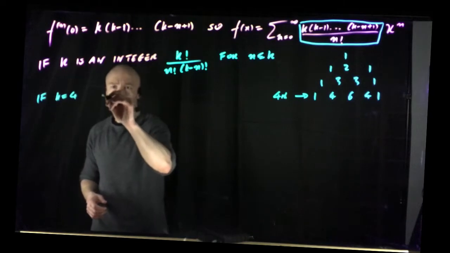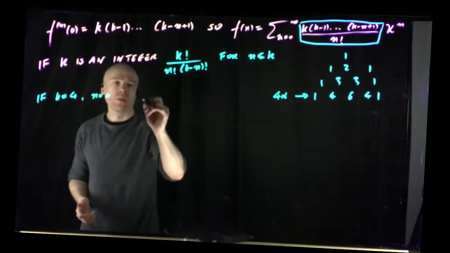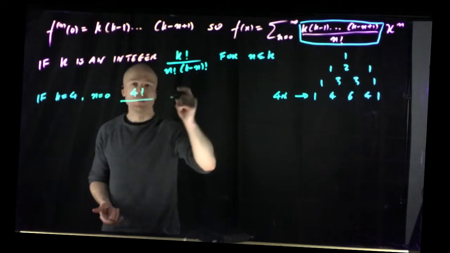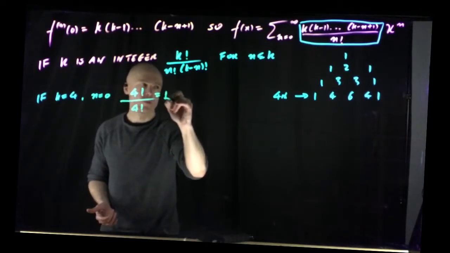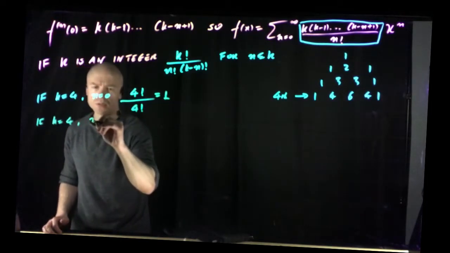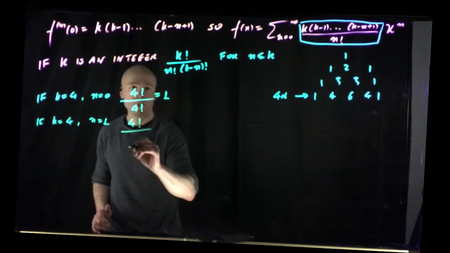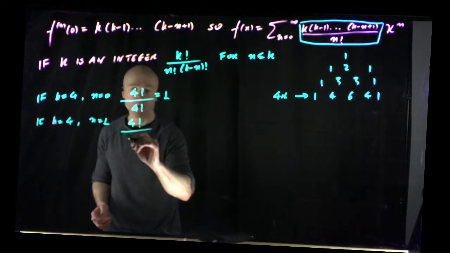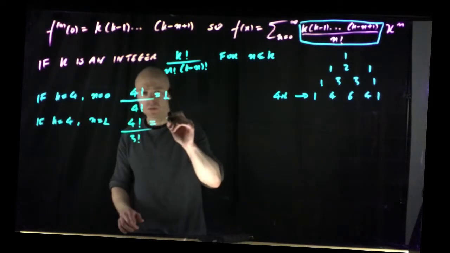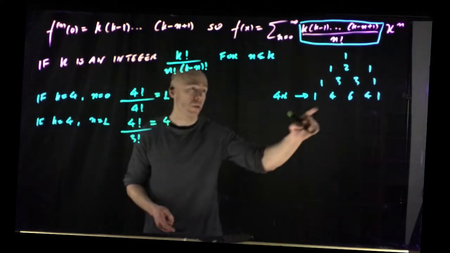So if k equals 4 and we have n equals 0, then we're going to have 4 factorial over 0 factorial, which is 1, times 4 factorial. So that just gives us 1, which is the right coefficient. If k equals 4 and n equals 1, we're going to have 4 factorial over 1 factorial, which is 1, and then 3 factorial. Okay, let's see what this is. 4 factorial is just 4 times 3 factorial. So this is just 4, which is what we have here.